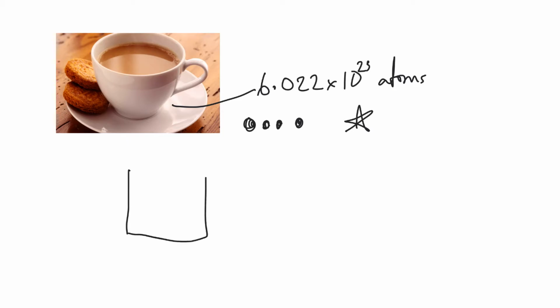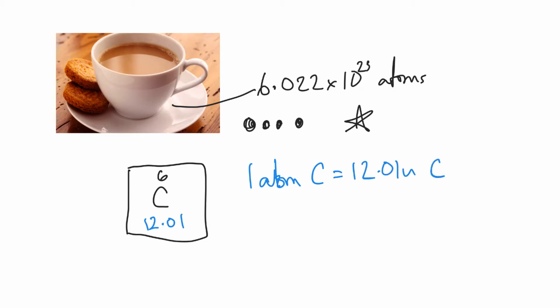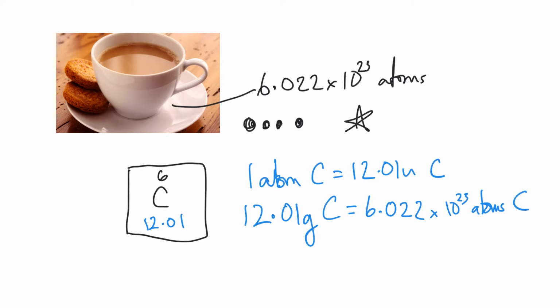You might be interested to know that if we go back to, say, our carbon example, and we had that number on the bottom, which we said is the number of atomic mass units that a single atom of carbon weighs. And then if we weigh out that same number in grams, 12.01 grams of carbon, then we have 6.022 times 10 to the 23 atoms of carbon. So, wow, that's that same number again.